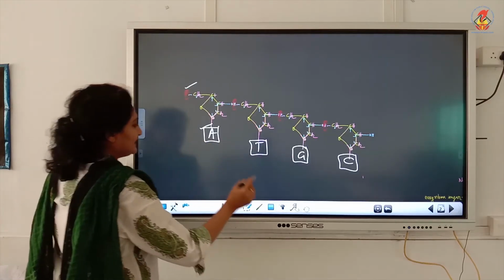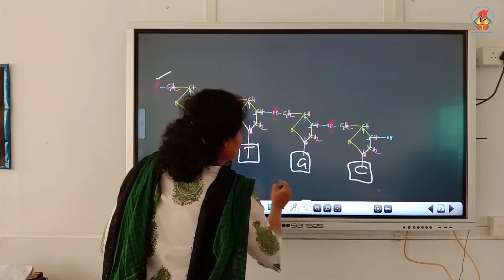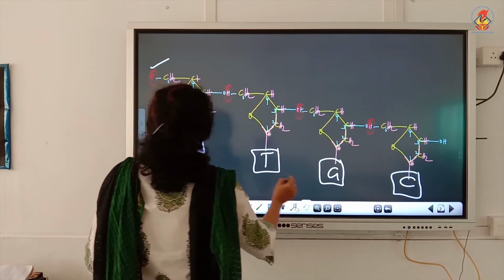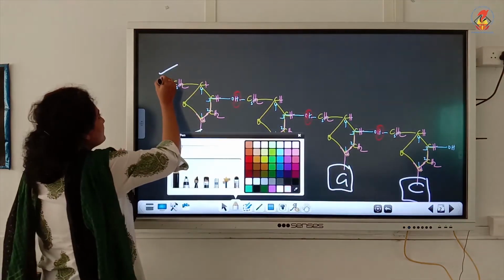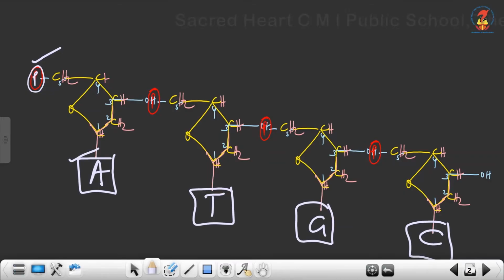Now look at the endings. Now please focus at the endings. Look at this ending. At this ending I have phosphate group, and at this ending I have the hydroxyl group. So look at the free ends of this polynucleotide chain. At one free end I have the phosphate group, and at the other free end I am having the hydroxyl group.